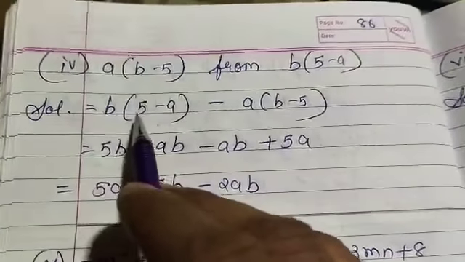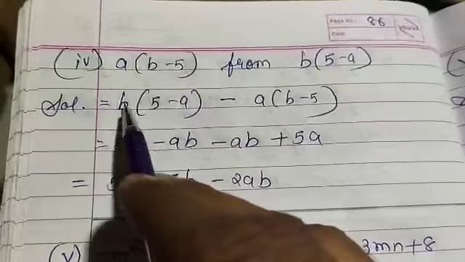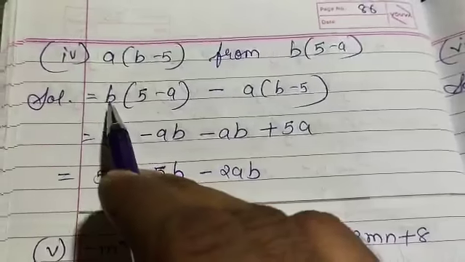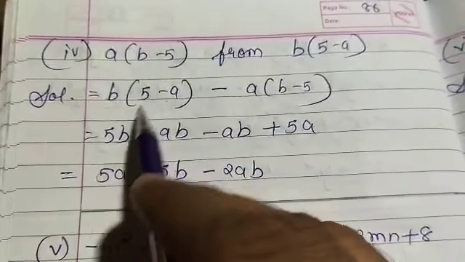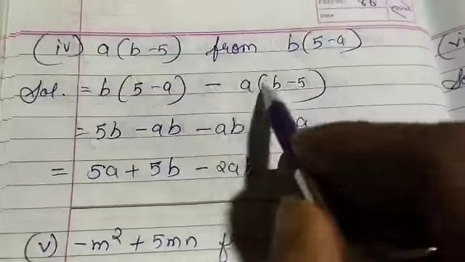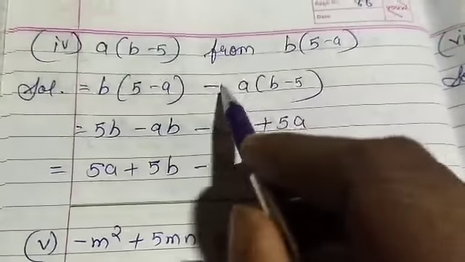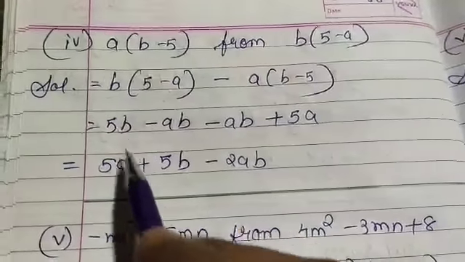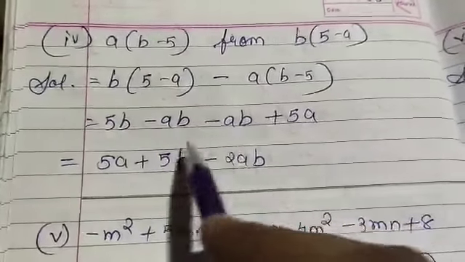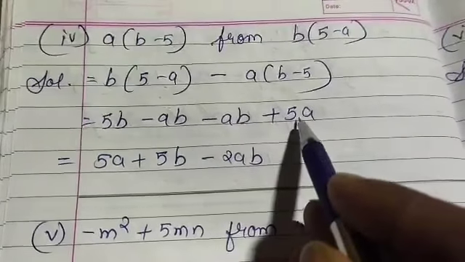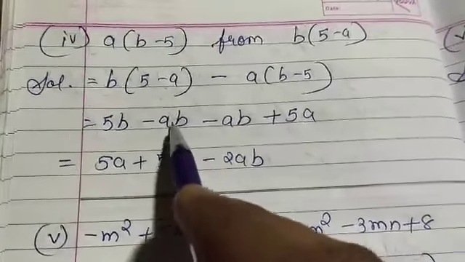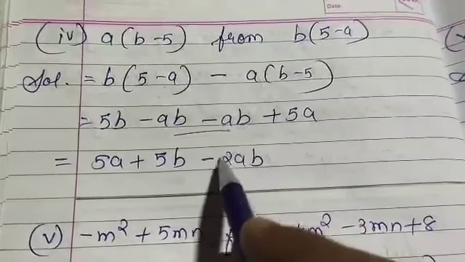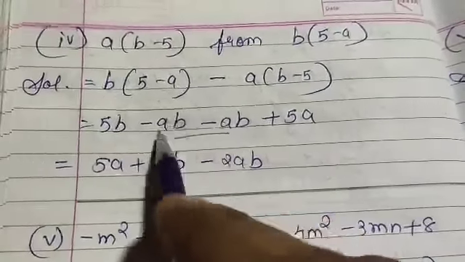That is 5 into b is 5b, and you have to resolve this bracket first. That is, you have to multiply b with both the terms. That is, b into 5 is 5b and b into a is ab. Then a into b is ab and a into 5, that is negative into negative is positive. That is, a into 5 is 5a. Then write down 5a first, then 5b, then here ab and ab, both are like terms. That is minus ab and minus ab give minus 2ab. That is minus minus plus sign of minus.